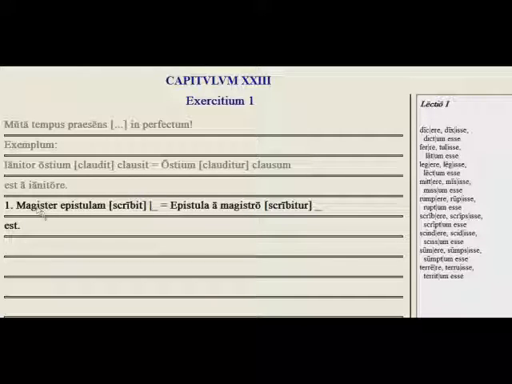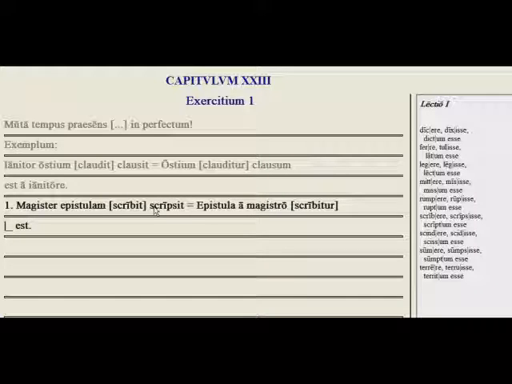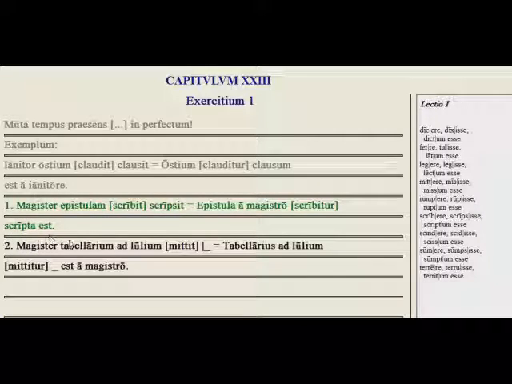So here is an example: Magister epistolam scribit. The teacher writes a letter. Here we need the past tense of scribit, which is scripsit, because it's scribere, scripsisse, scriptum. And then we have epistola a magistro scribitur. The letter is written by the teacher. We want the letter was written, which is scripta est. Why is it scripta?